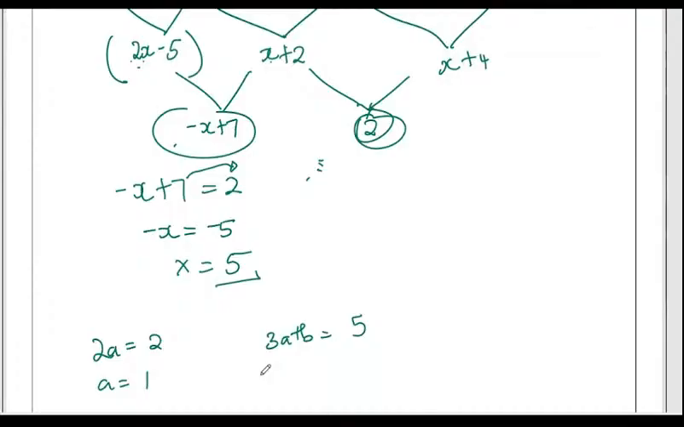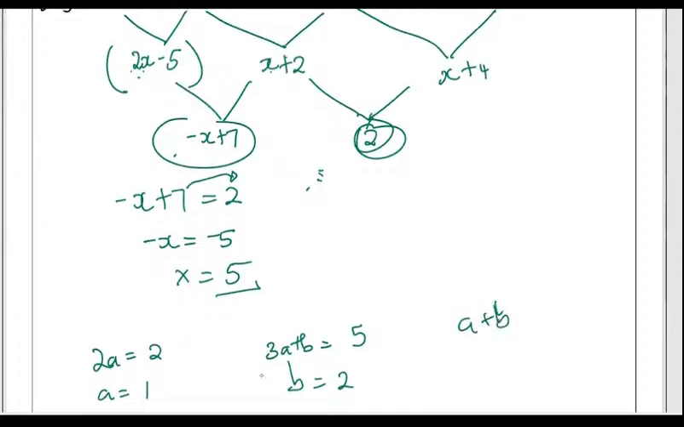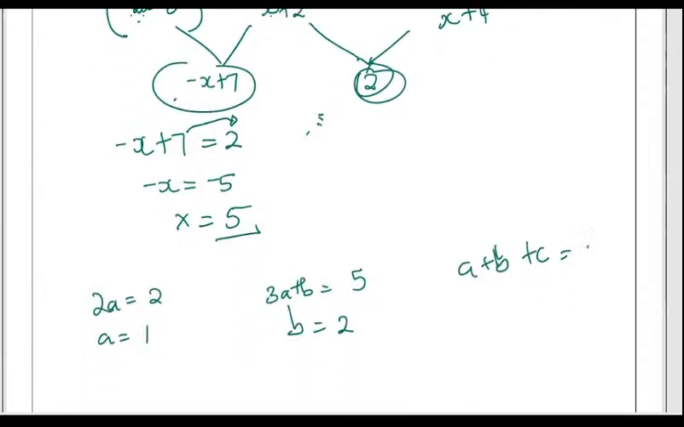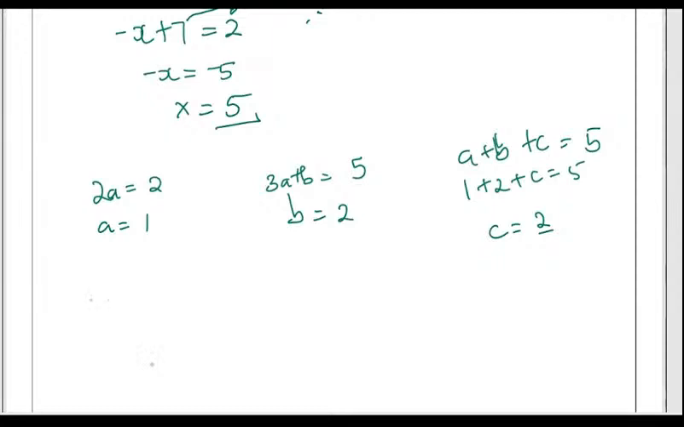Then let's replace a with 1, meaning that b is going to be 2. Then a plus b plus c should give us the first term, which was 5, because x is 5. So 1 plus 2 plus c should give us 5, meaning that c is going to be 2. So with that, we know that our Tn is just going to be n squared plus 2n plus 2.